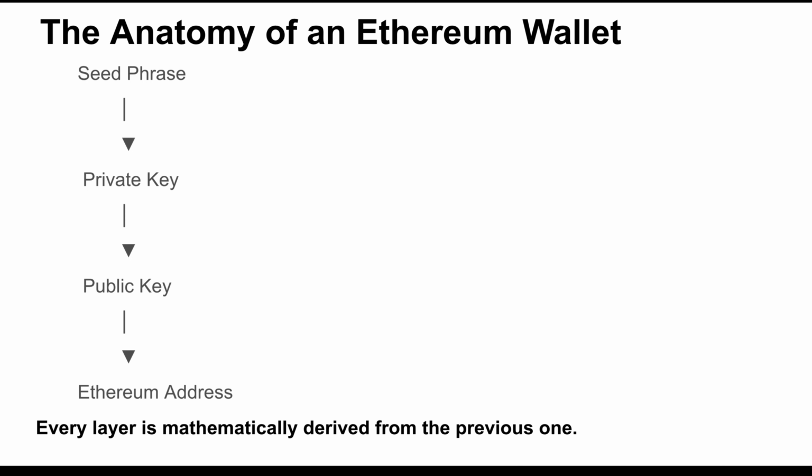So let's keep going. Just to be clear, every layer is mathematically derived from the previous one. From your seed phrase, you derive the private key. There are mathematical equations for this. I'm not a mathematician, so I'm not going to go through that. If you are interested, you can do the research on your own and see what the formulas are.